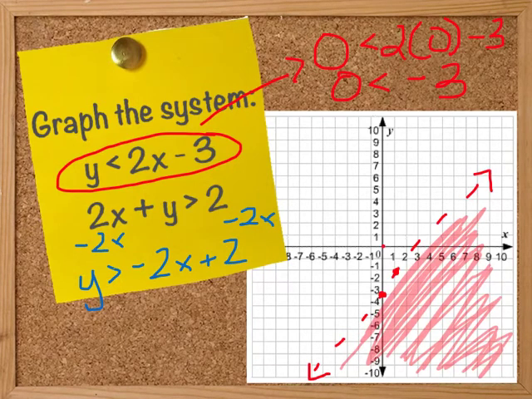My y-intercept in this case would be 2. And my slope is negative 2 over 1. So that means that I will go down 2 and right 1. And that is where my new point would be. Again, we have a greater than sign, so my line will still be a dashed line.